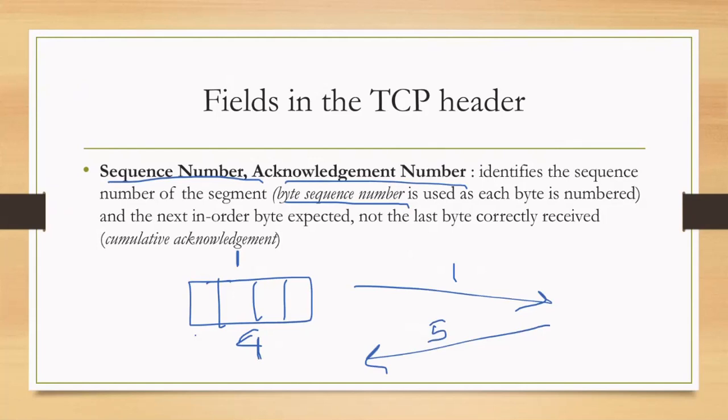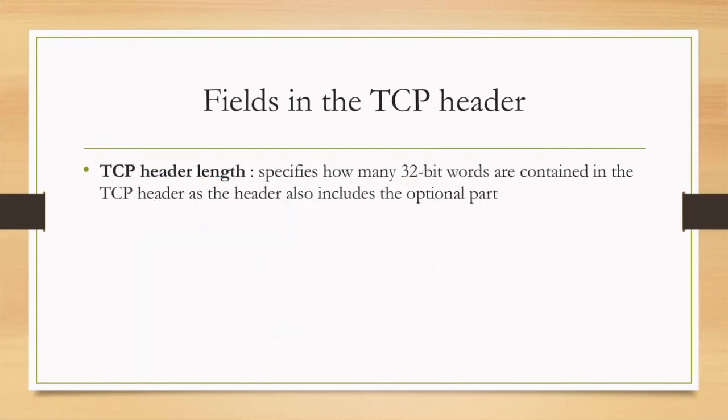And remember, the acknowledgement here is a cumulative acknowledgement. When I say it is an acknowledgement for 5, it means bytes 1, 2, 3, 4 have been received, and the next byte expected is 5. So that is the sequence number and acknowledgement number.